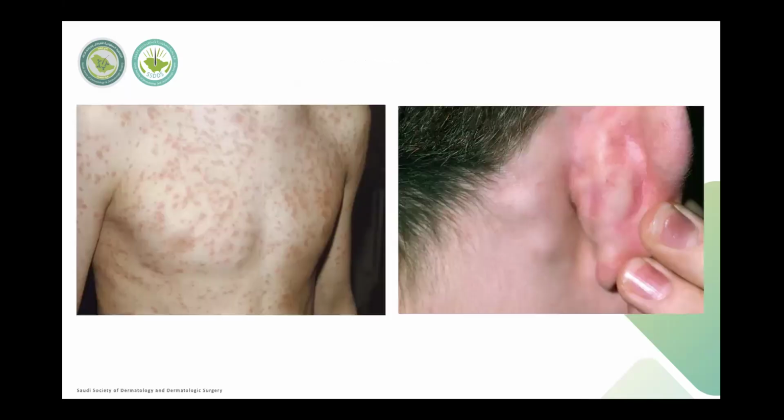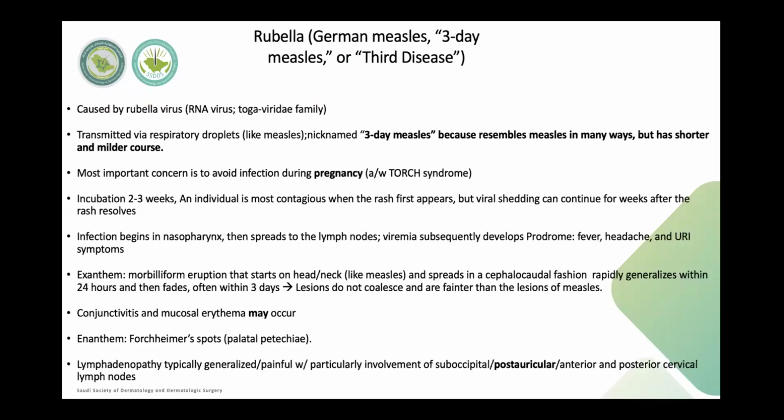Okay, second rash, as we can tell, it's similar, but however, it's not coalescing into making these larger plaques. It's milder. Here we can see some lymph node, suboccipital lymph node. So this is very characteristic in rubella. So rubella, or German measles, or 3-day measles, is caused by rubella virus, again transmitted by the same means, respiratory droplet.